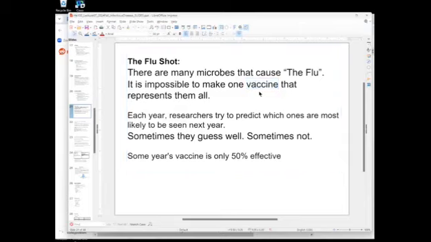So then, who really, really, really should get the flu shot? The very sick and the very old. And who else? Anybody who takes care of the very sick and the very old. So if you have any intention of being a healthcare provider, you need to get the flu shot too.